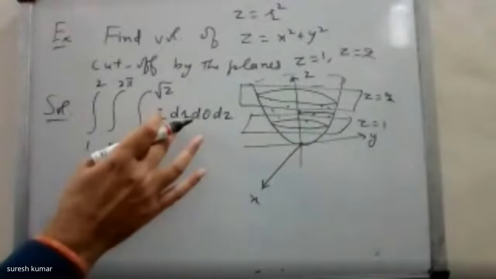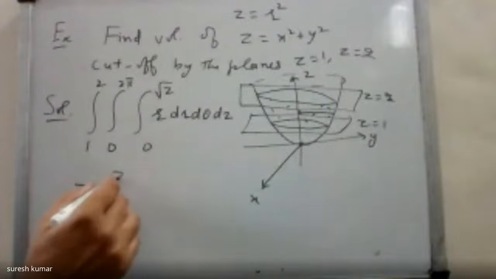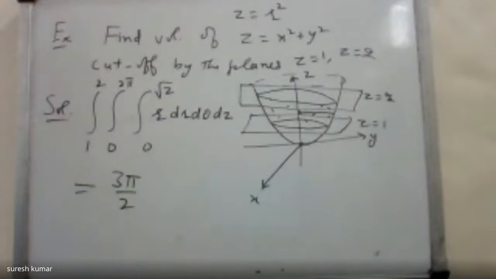First integrate with respect to r, treating theta and z as constants. Then with respect to theta, finally with respect to z. So I hope you will do it yourself. Verify the answer. The answer is 3 pi over 2 for this particular problem.